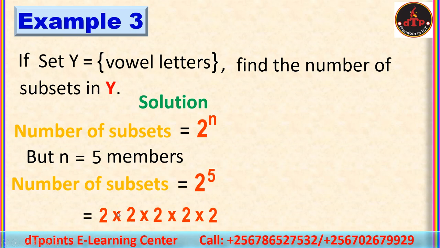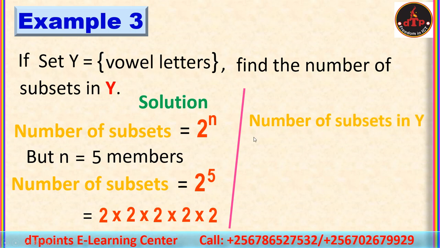2 multiplied 5 times. So 2 times 2, we get 4. 4 times 2, you get 8. 8 times 2, we get 16. 16 times 2, then we shall get 32. And therefore, we can have a line here. Then we say number of subsets in Y is equal to 32. Are we together? And then we underline our work like that.